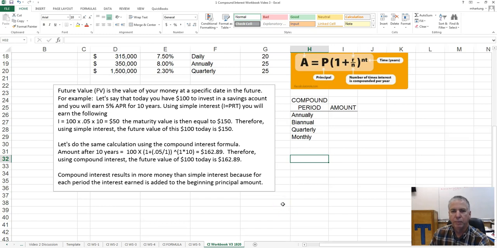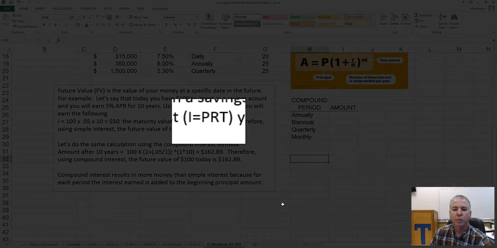When we talk about compound interest, it might be helpful to think of the word compound as to repeat, to do something over again. And what we are doing over again with compound interest is repeating the simple interest formula.